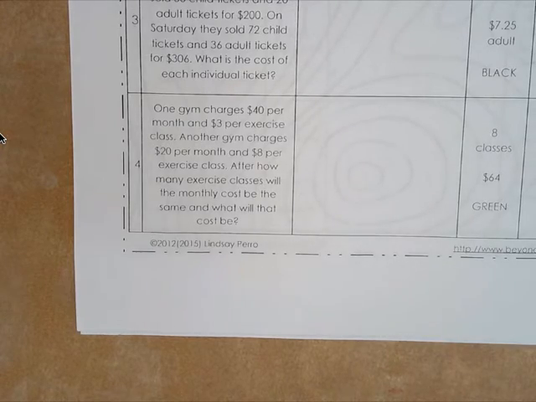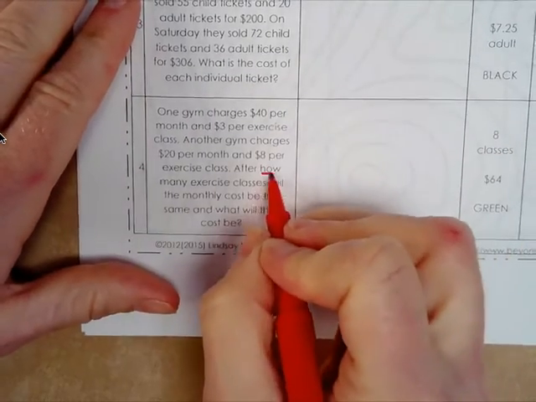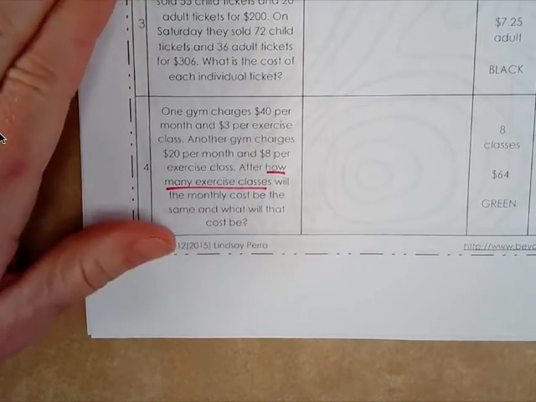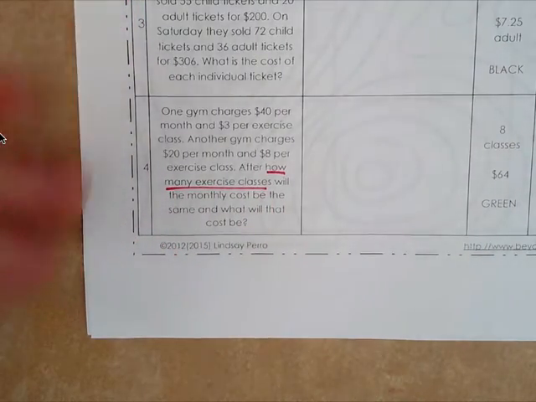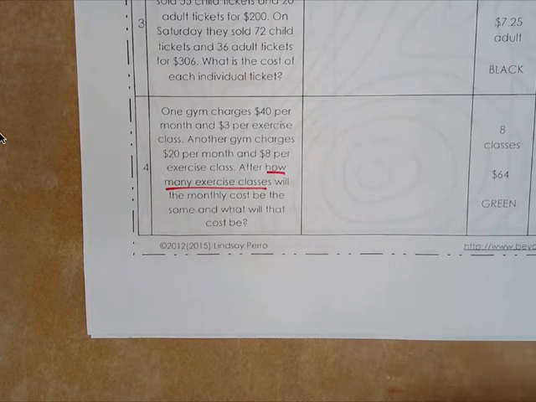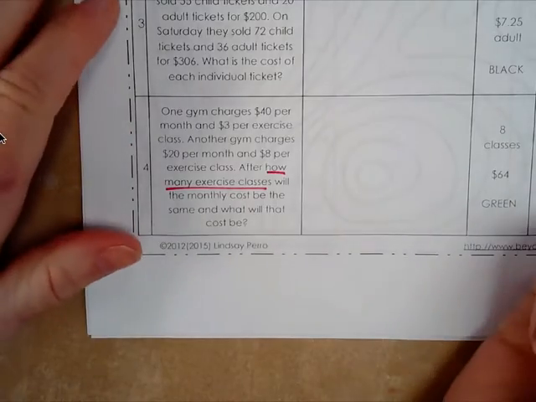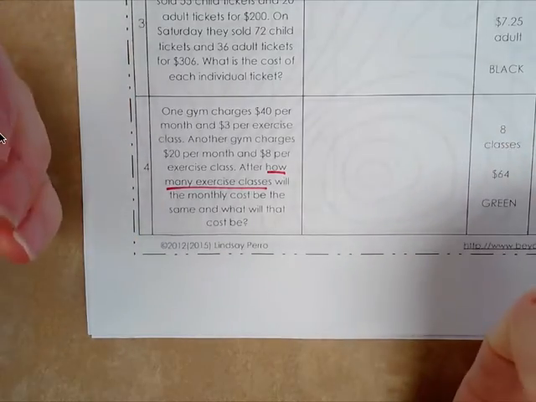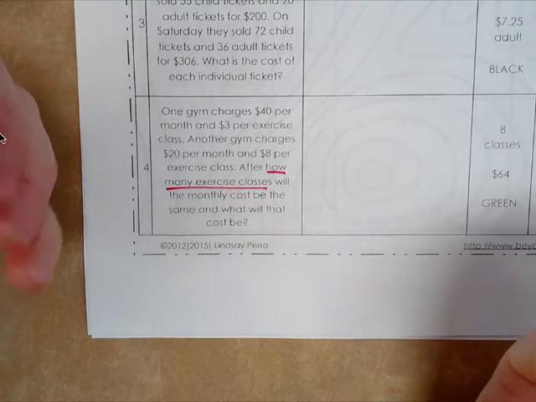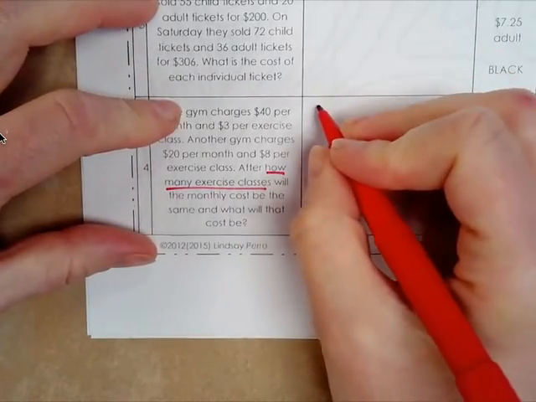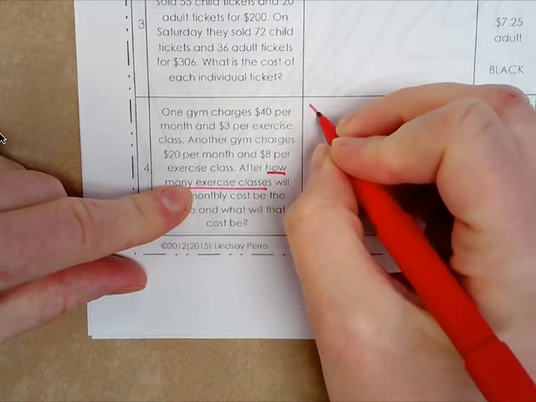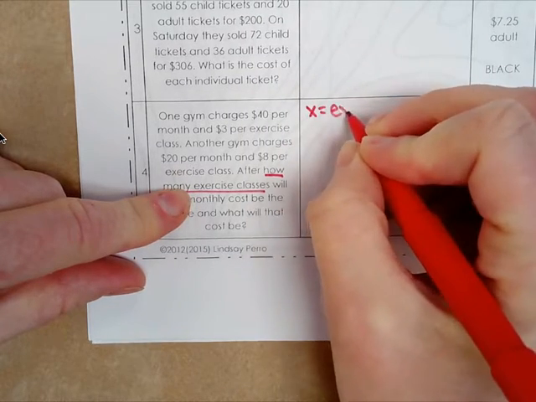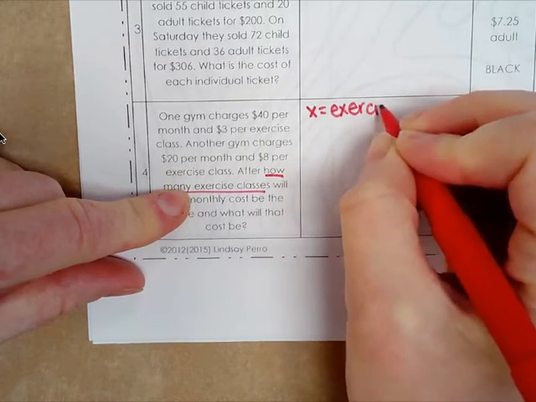After how many exercise classes? So it's asking after how many exercise classes. So that's one variable. So let's go ahead and write down that variable. What can we use as the variable for exercise classes? E, X, C. Yeah, it doesn't matter. So I'm going to use X. But you don't have to change yours unless you want to.